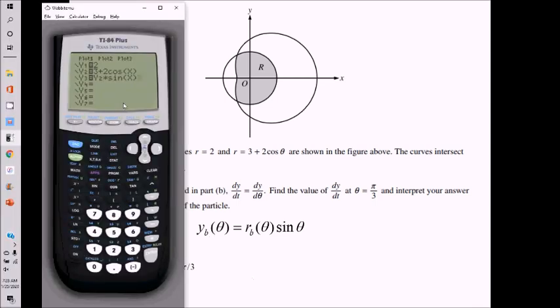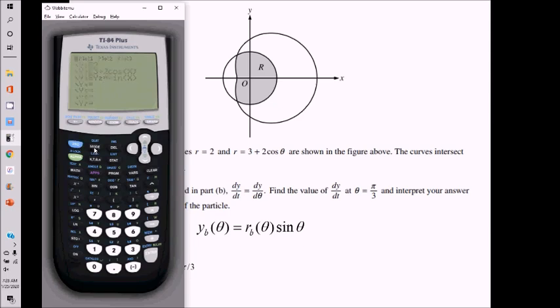To make this a little bit easier to handle, I'm going to define a third function in my y equals for this y function here. So it's just the y2 function, which is where I stored that r sub b, times the sine of theta. And I could probably do without this little multiplier here, but I just really want to make sure that I'm doing what I think I'm doing.